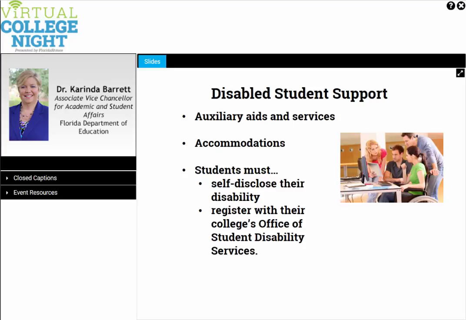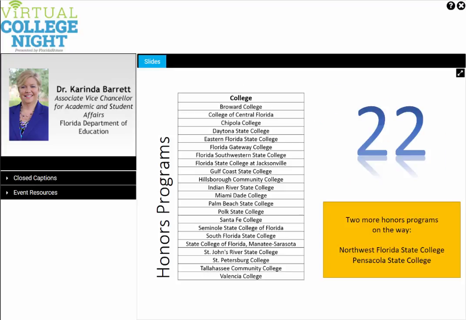Next, I want to mention disabled student support. Florida college system students with documented disabilities are eligible to receive auxiliary aids and services. Accommodations may include services such as extended time on exams, text in an alternative format, note takers, and sign language interpreters. A little bit different from the high school environment, in order to receive services, students must self-disclose their disability and register with the college's Office of Student Disability Services.